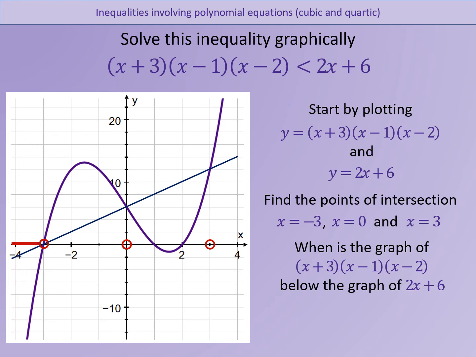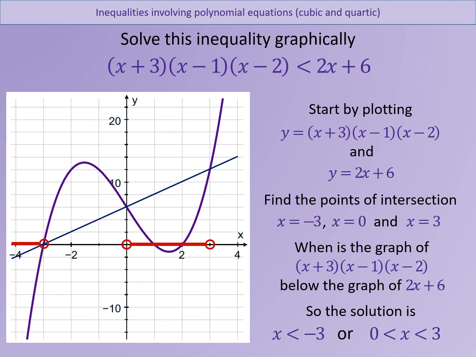in this section here, so everywhere below minus 3, so everywhere x is less than minus 3. Then in this section between the 2 points there, so everywhere between 0 and 3. So the solution to this inequality is x is less than minus 3, and then x is greater than 0 but less than 3.